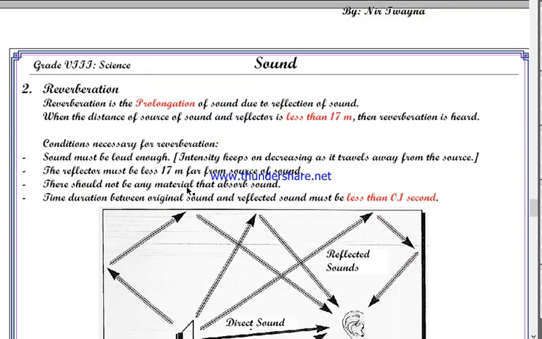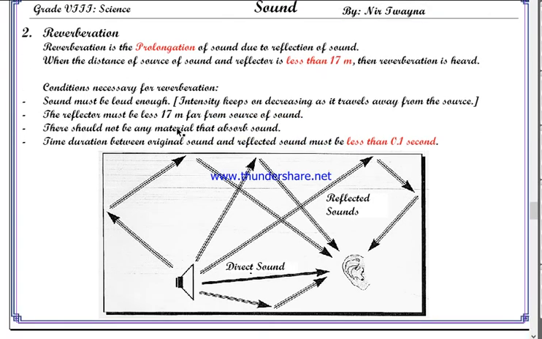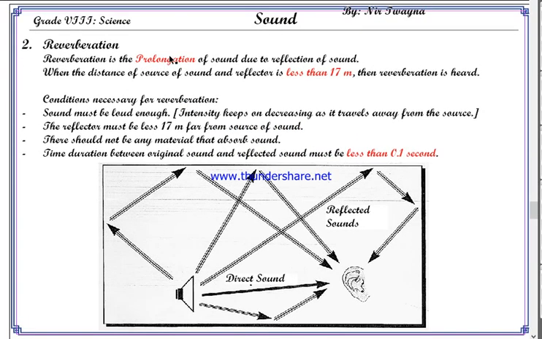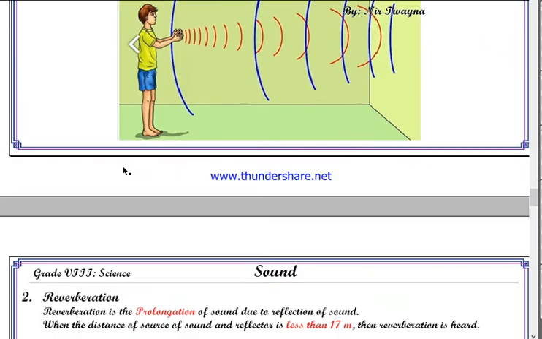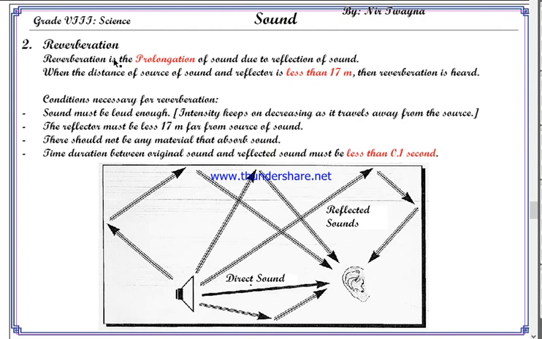Okay, the next one is reverberation. As you already know, reverberation means prolongation. See the red word, prolongation of sound due to reflection of sound. In case of echo it was repetition of sound. In case of reverberation it is prolongation of sound due to reflection of sound.